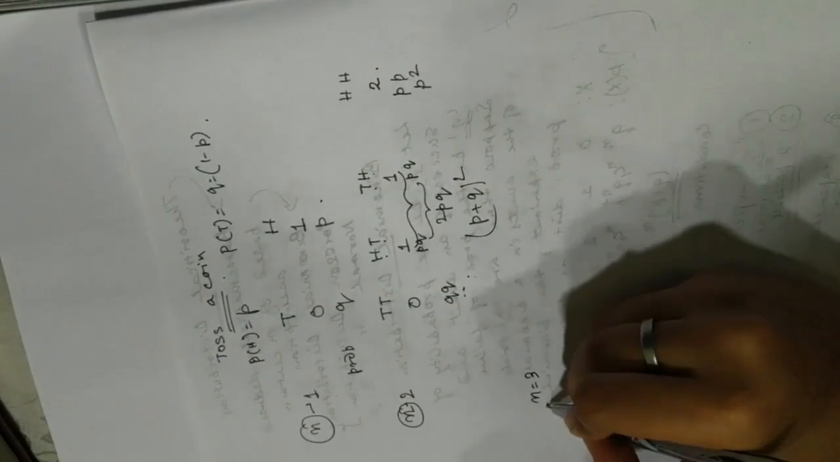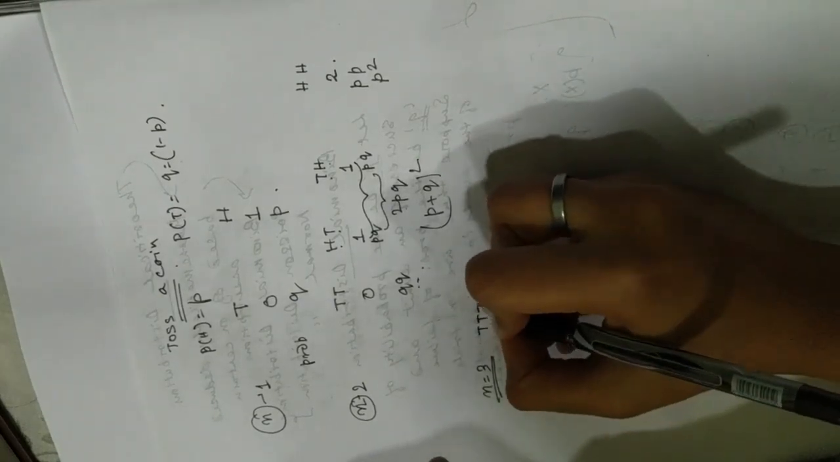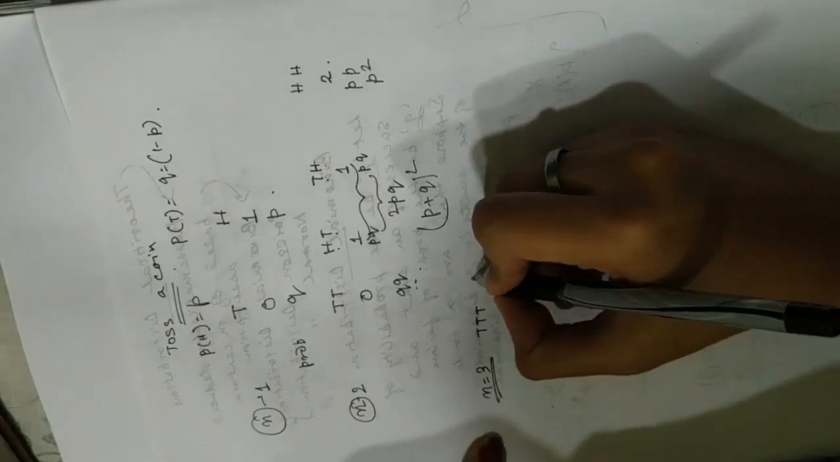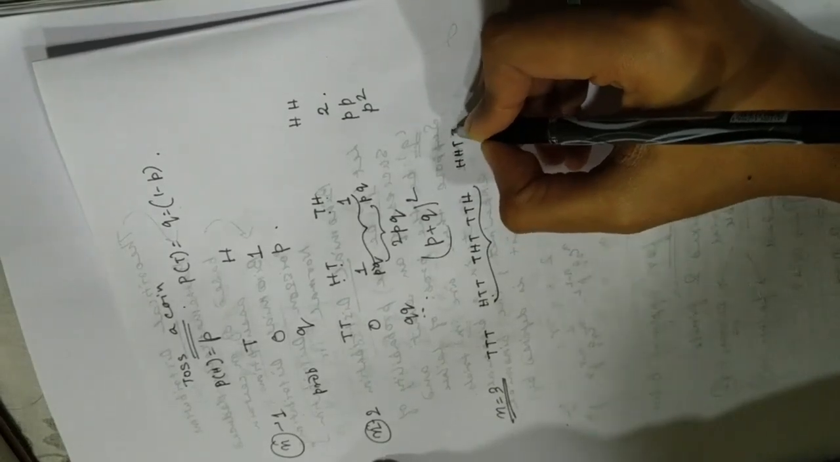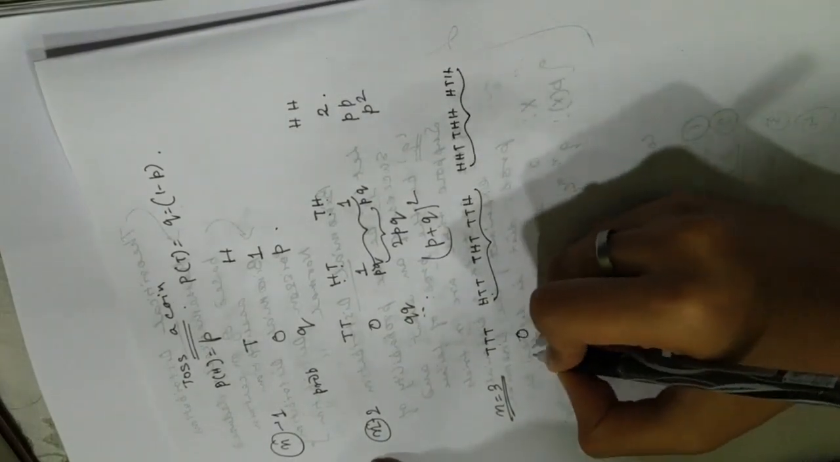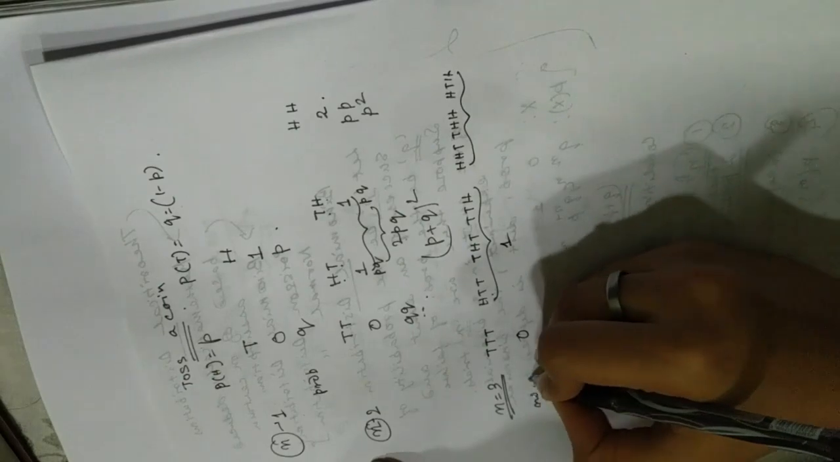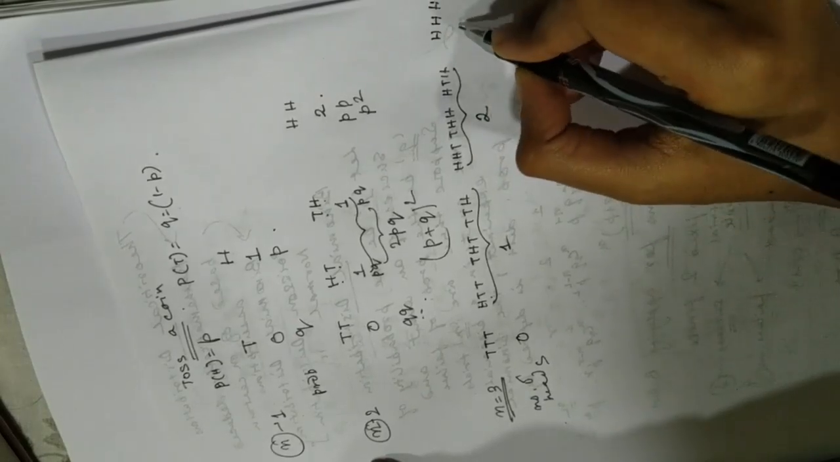Similarly, for the third case, if we toss three coins, how many heads can we get? We can get either three tails, or one head and two tails. One head and two tails can be arranged in three manners. Two heads and one tail can again be arranged in three manners. So over here you get zero heads, over here one head, over here two heads, and three heads is possible only in one way.